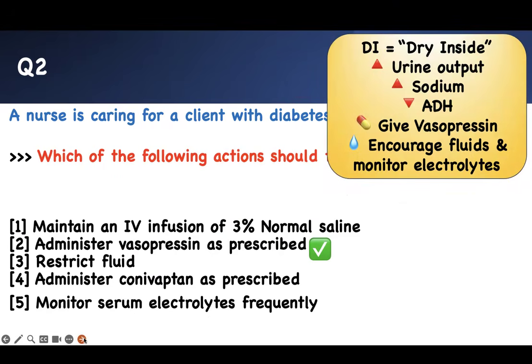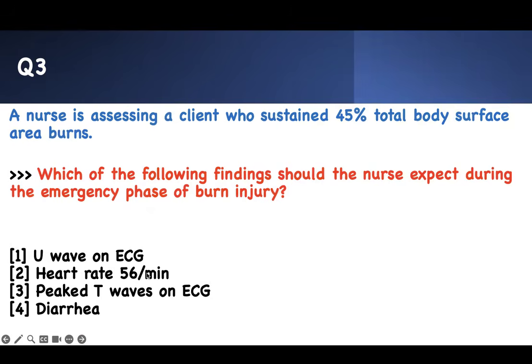This is the concept I want you to pay attention to. DI, you have dry inside. Therefore, your urine output increases, your sodium goes up in your serum, and you have low ADH. You give them vasopressin, and then you encourage fluid. Remember, the fluid you're going to give them is based on your sodium, mostly hypotonic solution, not hypertonic solution. So watch for that.